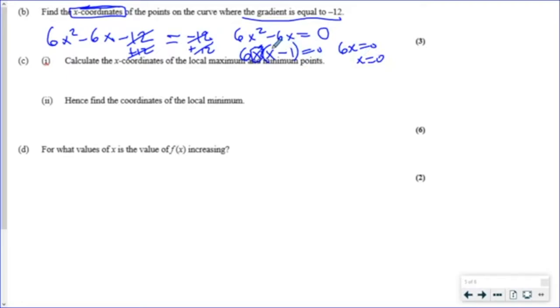This part, what can I put in here to make this whole thing 0? So x minus 1 equals 0. What does x have to be? Oh, x equals 1. These are our answers. X equals 1, x equals 0. That's it. Wasn't too hard.